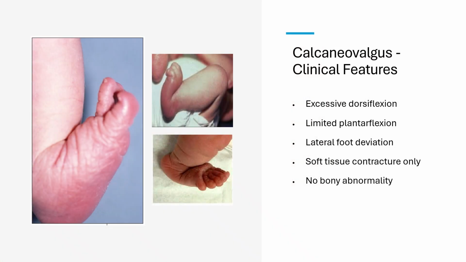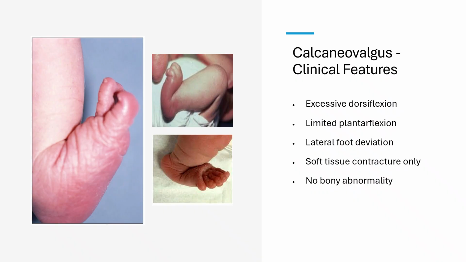The clinical presentation of calcaneovalgus foot creates a distinctive pattern that contrasts sharply with other foot deformities. Excessive dorsiflexion allows the foot to bend upward beyond normal range, while limited plantar flexion prevents the foot from pointing downward into normal positioning. This combination creates the characteristic appearance where the foot seems stuck in an upward position. Lateral foot deviation accompanies the dorsiflexion, creating a foot that points both upward and outward.